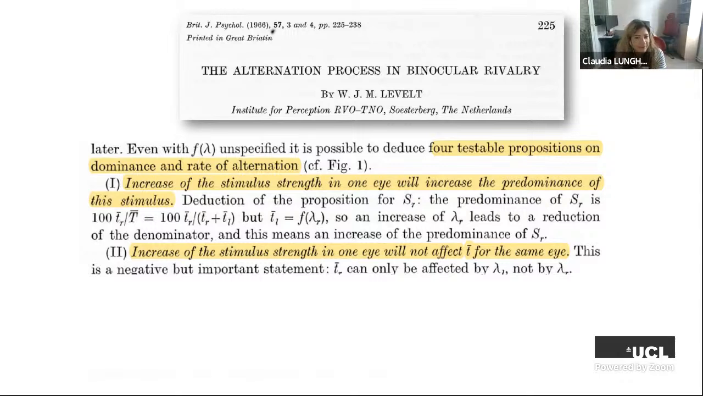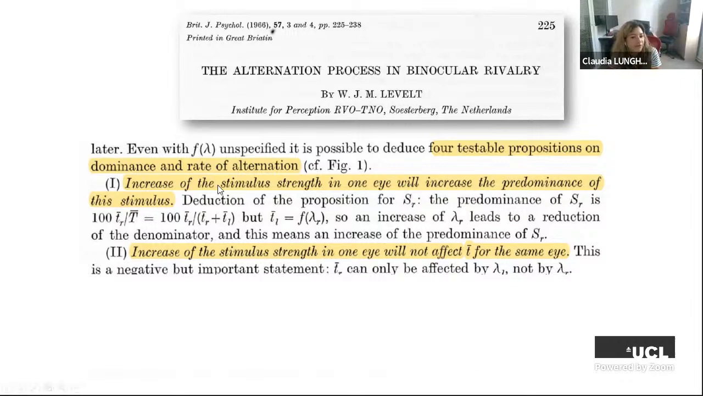And Levelt proposed these propositions and these dynamics of binocular rivalry in 1965 for the first time, and then summarized them in 1966. And there are still researchers trying to understand the relationship between contrast and stimulus strength and the dynamics of binocular rivalry.